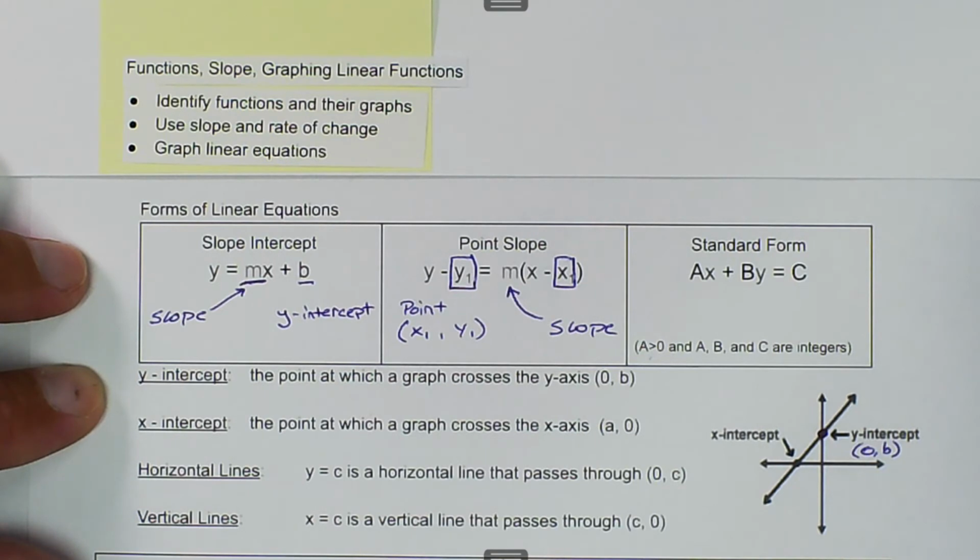The x-intercept is the point at which the graph crosses the x-axis. So that's this point right here. And the ordered pair there would be (a, 0). If we have a horizontal line, that's when we'd say y is equal to some constant. And if we have a vertical line, then we'd say x is equal to some constant.